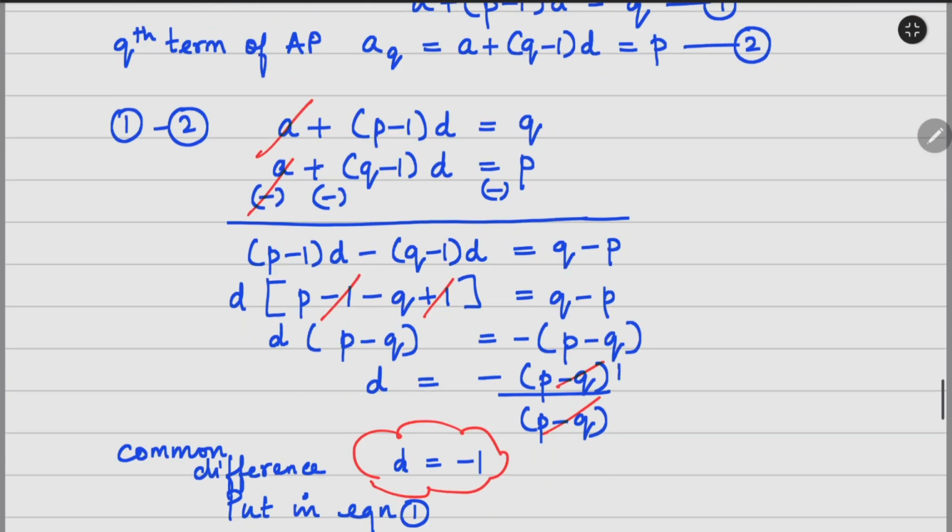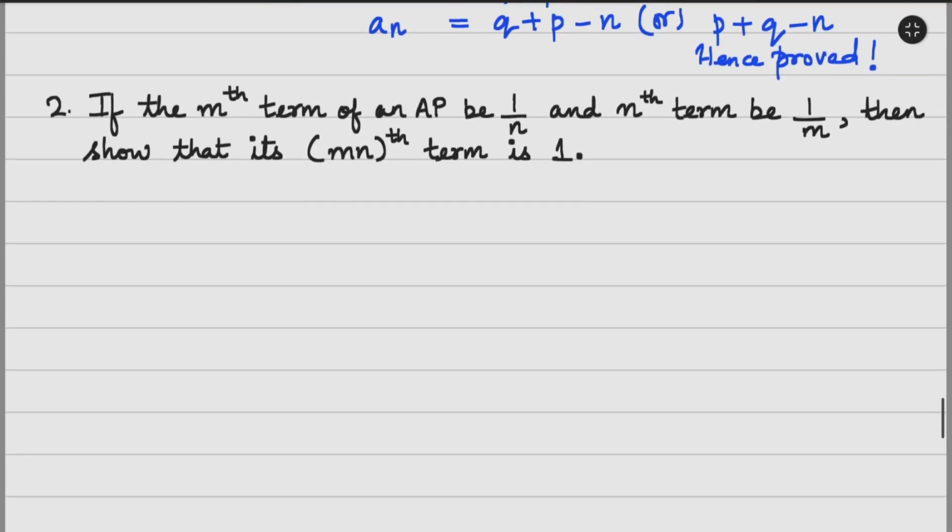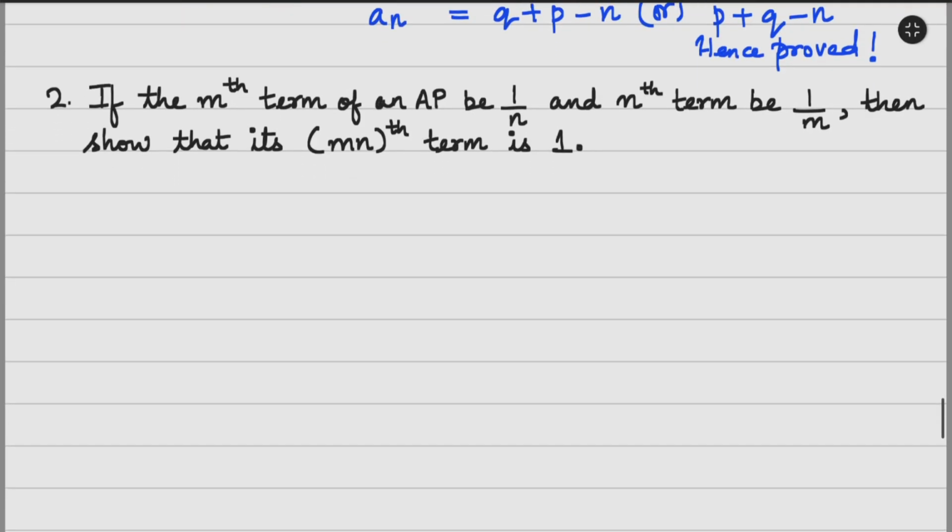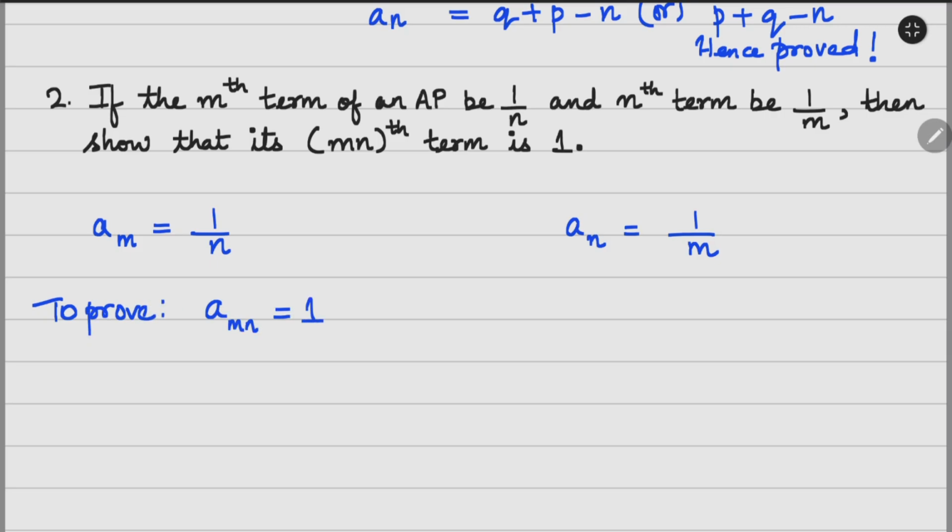So let's do the next question. Question number 2. If the mth term of an AP is 1 by n, similarly, the mth term is represented by a subscript m, and the nth term is equal to 1 by m. This is given. Then you have to show that the mnth term is 1. So what you have to prove is a_mn is equal to 1. This is what you have to prove.